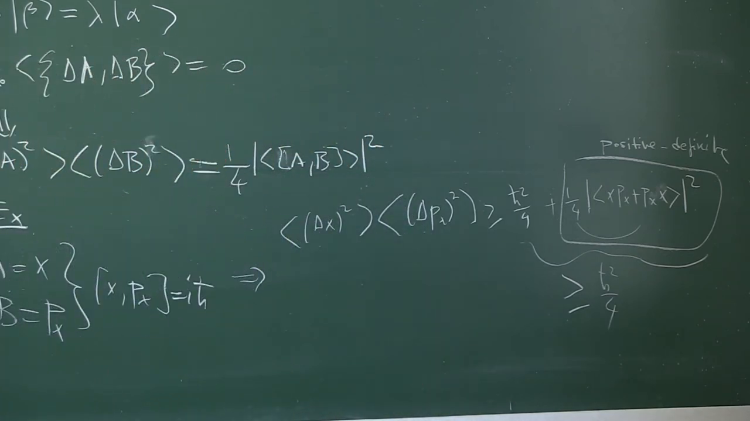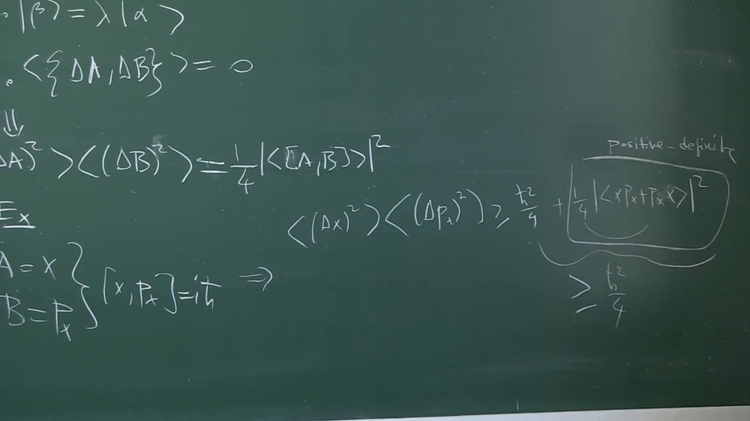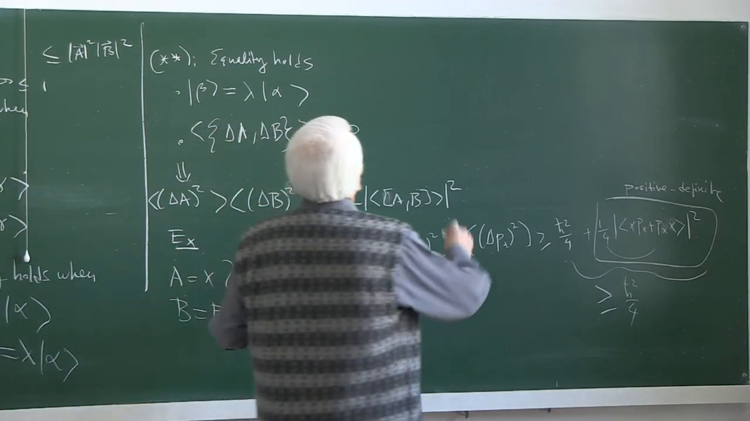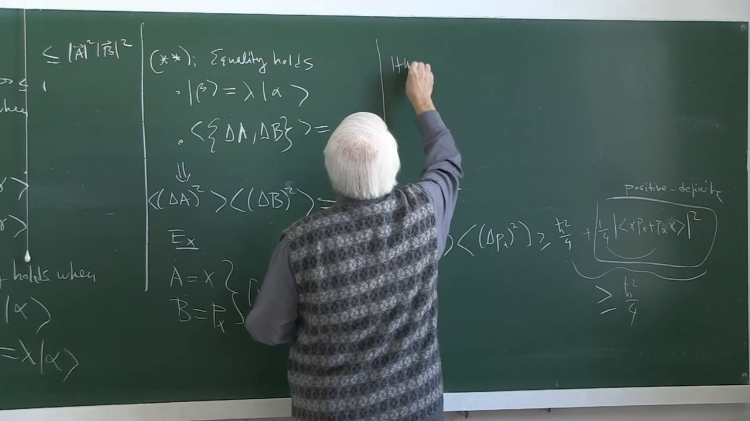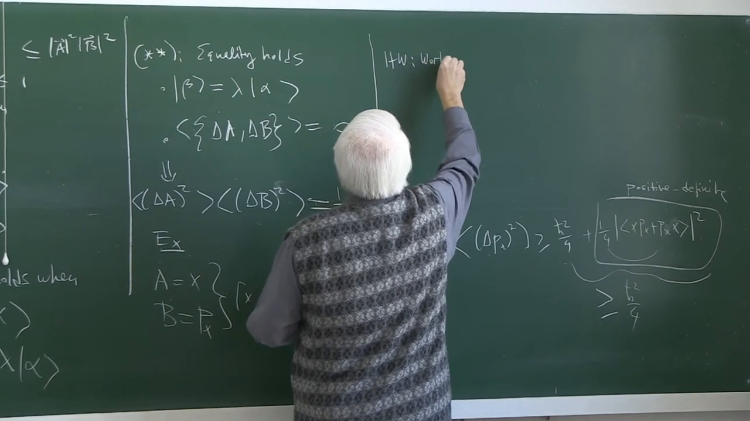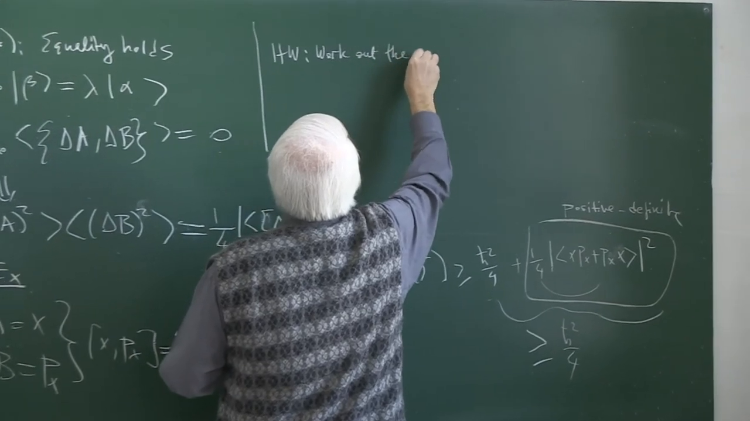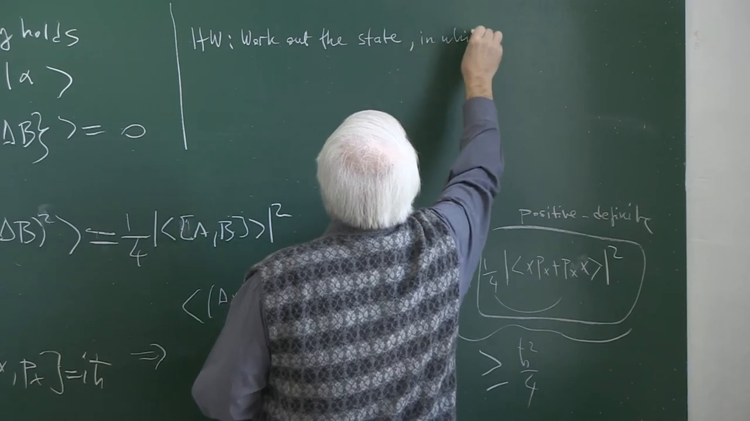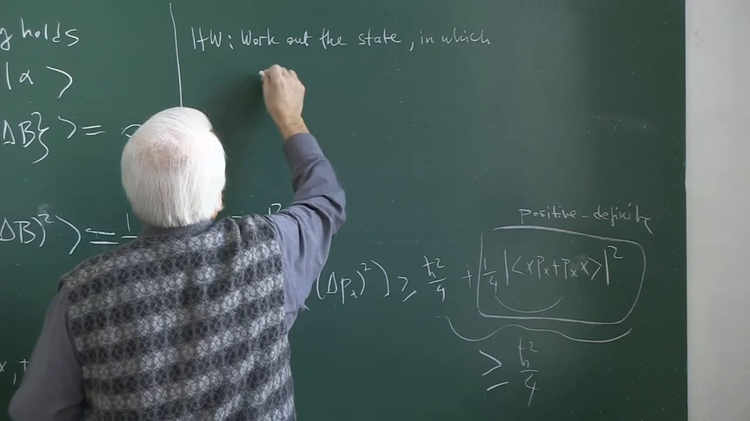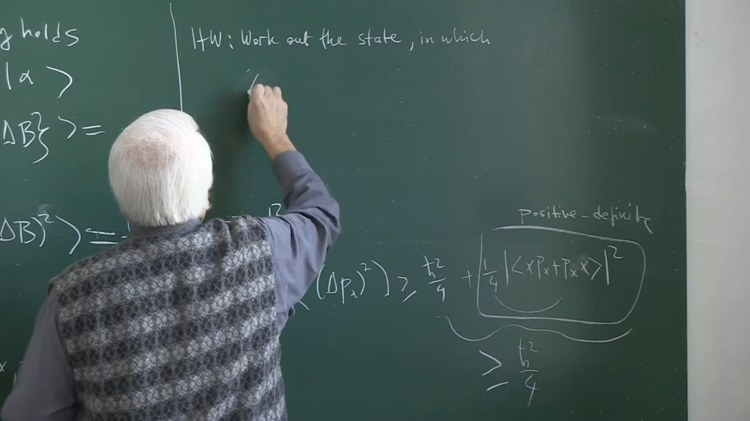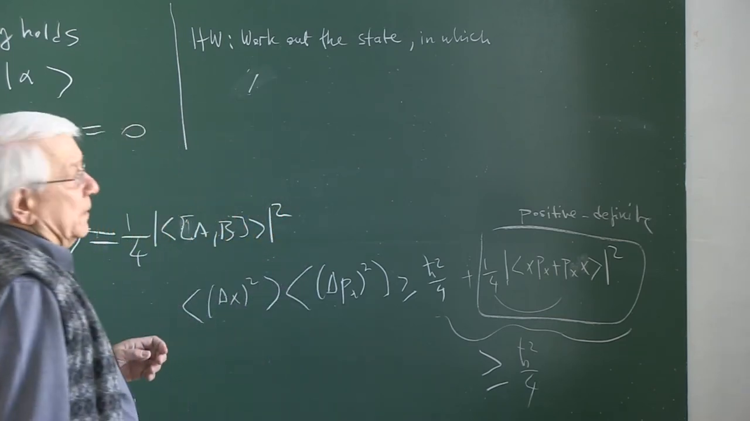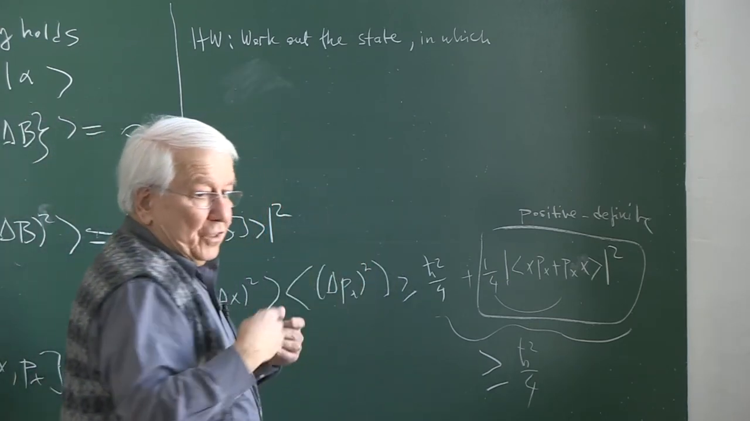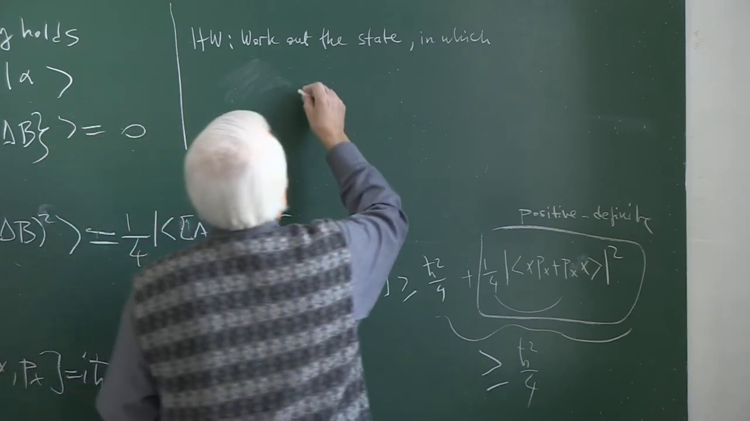For example, I would like to assign a private homework for the class. You may wish to work out. So, homework. Work out the state in which the following holds. This is sloppy language, it's not my fault, it's a cry.